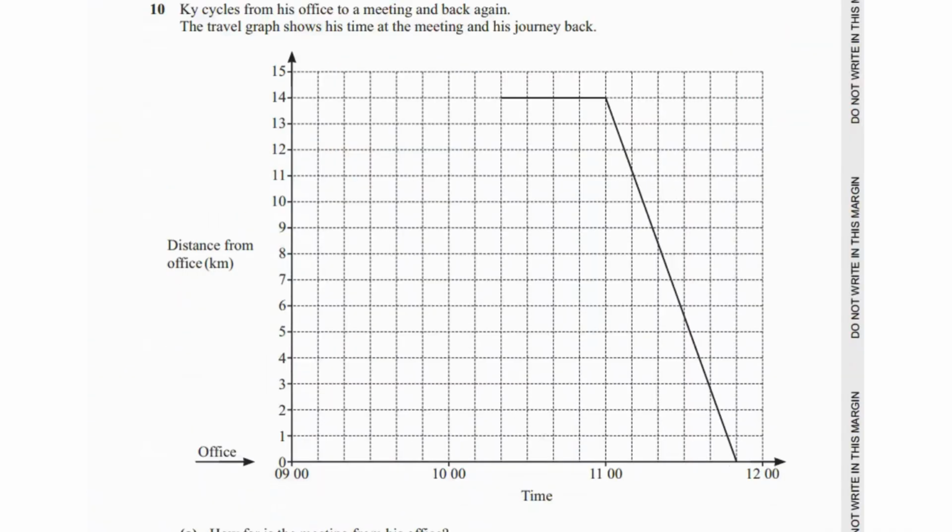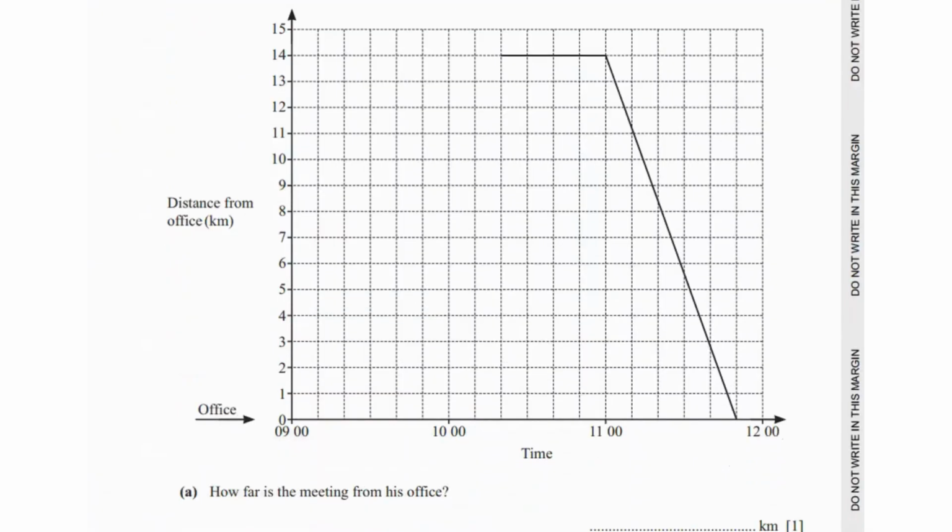Then it says Kai cycles from his office to a meeting and back again. The travel graph shows his time at the meeting and his journey back. How far is the meeting from his office? It's 14 kilometers. Because if you look at the graph, he's starting over here and then he stops over here because now there's a resting period.